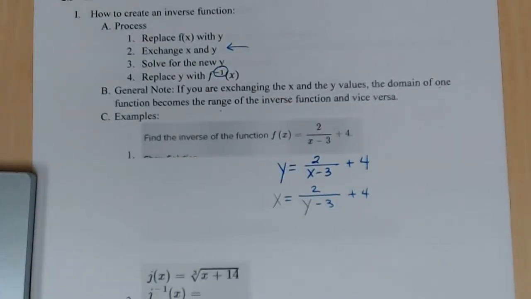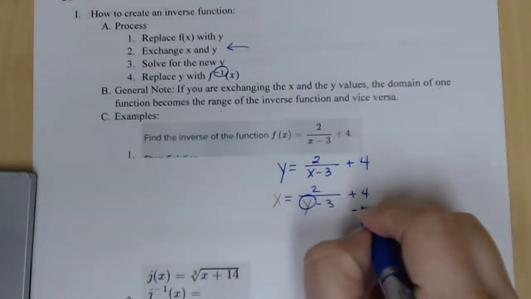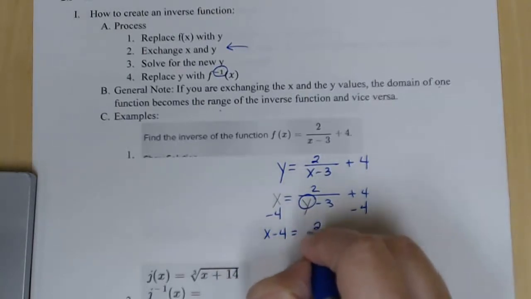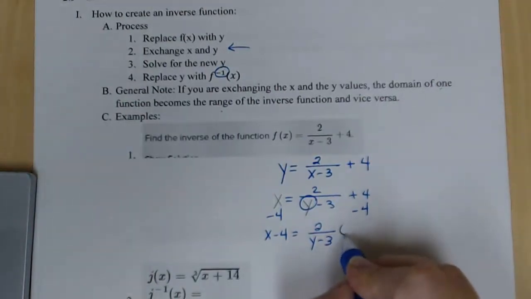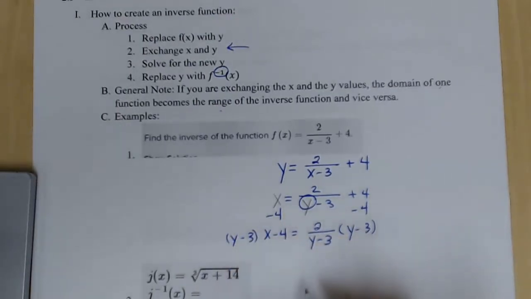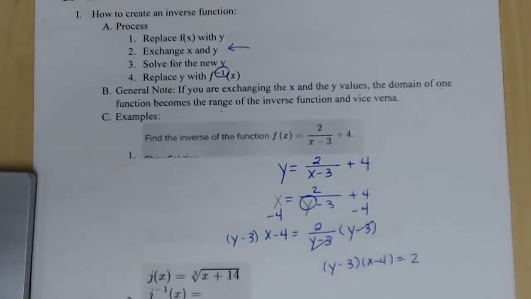Step 3, solve for the new y. So I want to get this y by itself. So I'm going to subtract 4 from both sides. Then I am going to have to multiply by y minus 3 to get that out of my denominator. So that gives me y minus 3 times x minus 4 equal to 2. Divide by x minus 4.